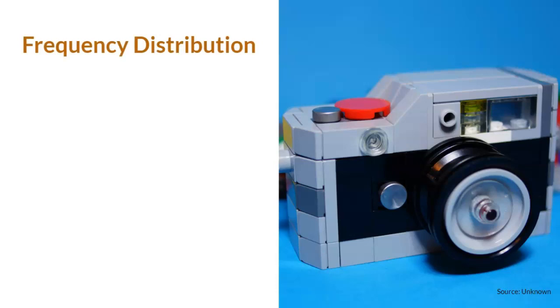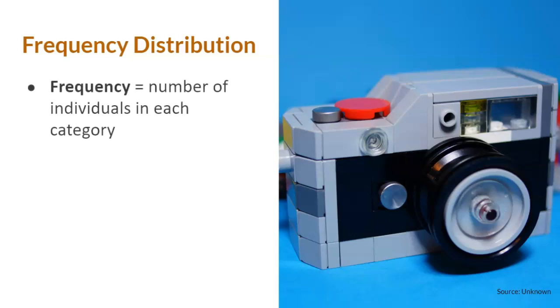Let's break this concept into two parts. The root word of frequency is frequent, which refers to how often a value comes up in the dataset. In a dataset, frequency is the number of individuals in each category, such as how many students scored a 30 on the syllabus quiz. In statistical notation, we will shorten frequency to a lowercase italicized f.